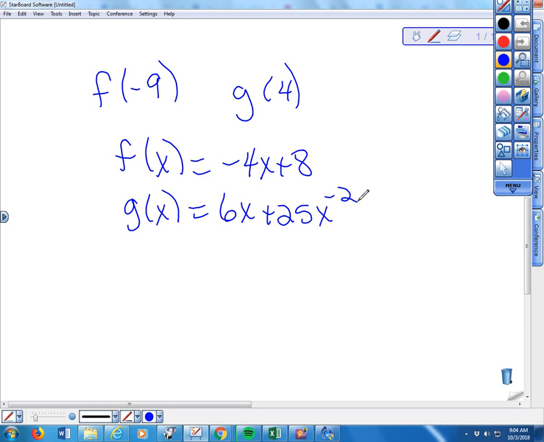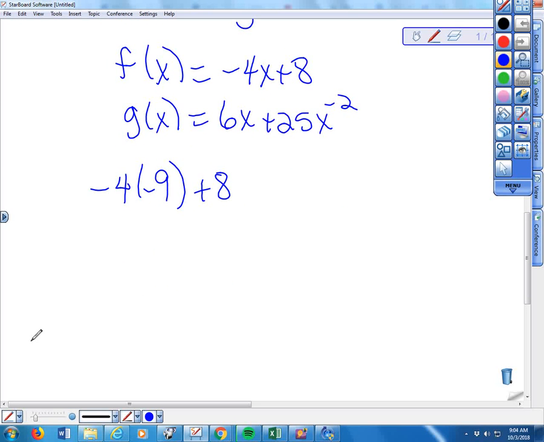Okay, so I'm going to plug in negative 9 for x. And negative times a negative is a positive. 36 plus 8 is equal to 44. Let's see if that helps me narrow anything down. F of negative 9, there's only one answer. That f of negative 9 is equal to 44. So I don't even need to do any more. Letter A.